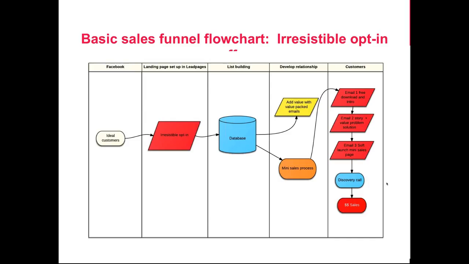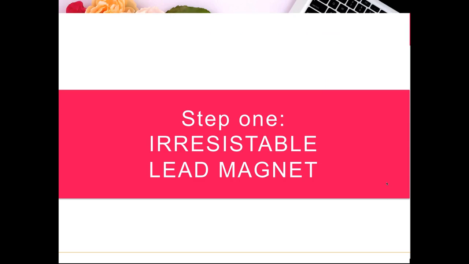So you've got a lead magnet, which is your irresistible opt-in offer that your ideal customer sees as an ad in the news feed on Facebook. They then click the ad, go to your lead capture page, give you their name and email address, and become part of your email autoresponder sequence. All right, so the first step of that is your irresistible lead magnet.